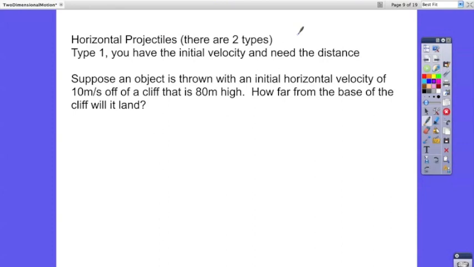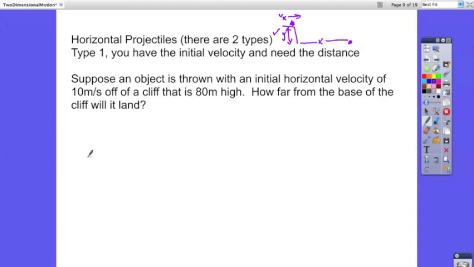There are really two types. If I have an object thrown horizontally off a cliff, and that cliff has a height of y, and the object lands a distance x away from the base of the cliff or tower or whatever, you will know the height of the cliff. You will either know the x component of the velocity and you'll have to find the distance, or you'll know the distance and you'll have to find the x component of the velocity. So one of these will be given and the other you'll have to find.